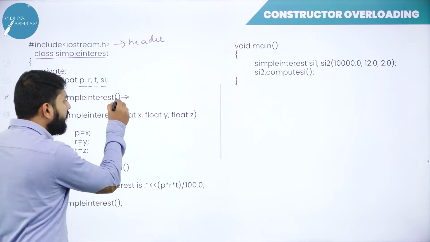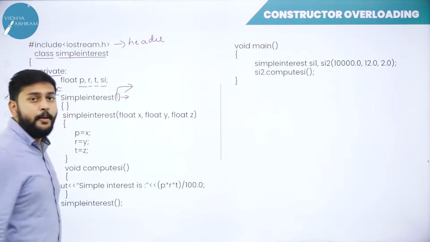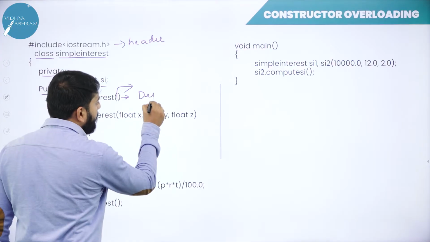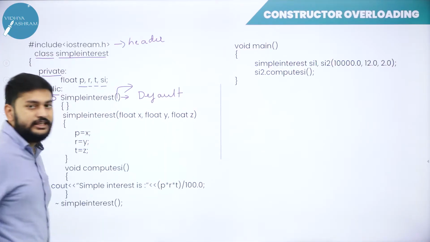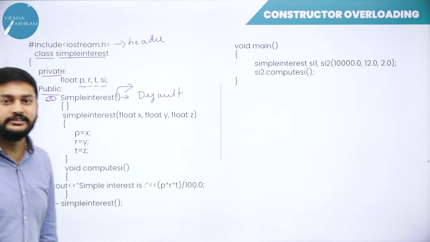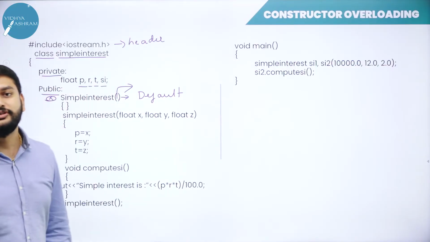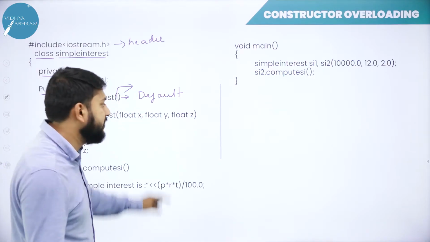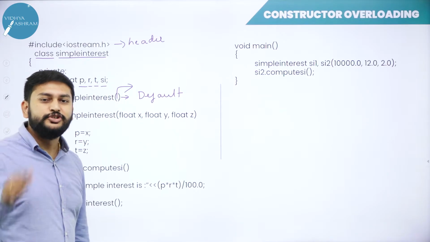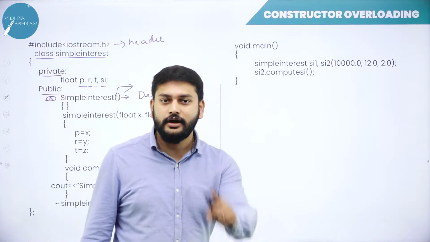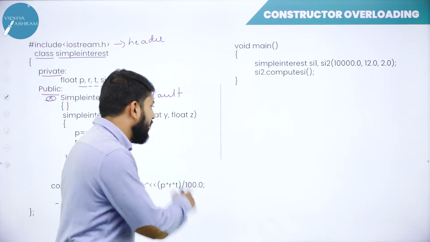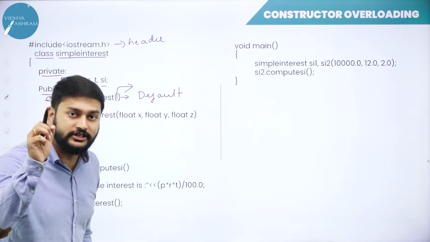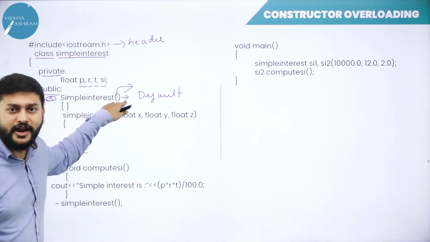If you don't have anything inside the parenthesis, I will call it a default constructor. My dear students, you are just writing the name of the constructor and you don't have any parameters inside the parenthesis, so I call it a default constructor. Topic number one, you are done with the first concept. You learned how to write the default constructor.